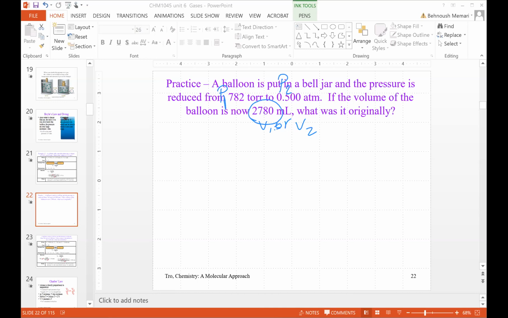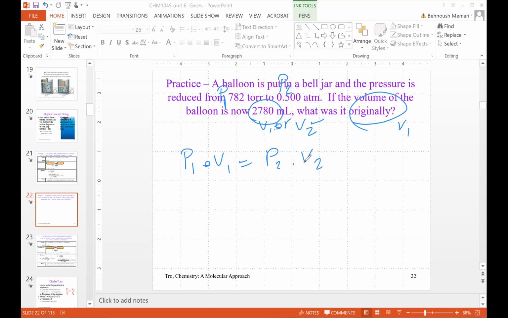Use the mic. Okay, so it's V2. This is the volume now, so it's going to be V2. Originally, it would be V1. There is no word of temperature or number of moles. So we know that we are using P1 times V1 equals P2 times V2.